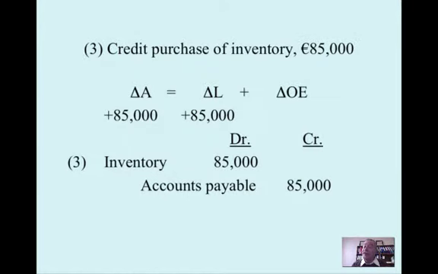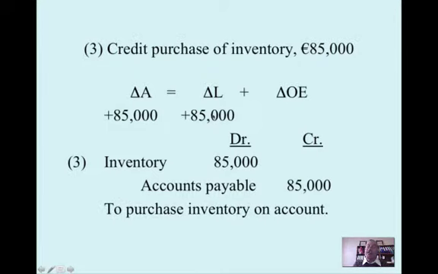So we debit inventory to increase that asset, and we credit accounts payable, which is on the right-hand side, to increase the liability. And notice that the accounting equation remains in check. We've increased assets and we've increased liabilities. Now we just need to add that explanation in there: to buy inventory on account.